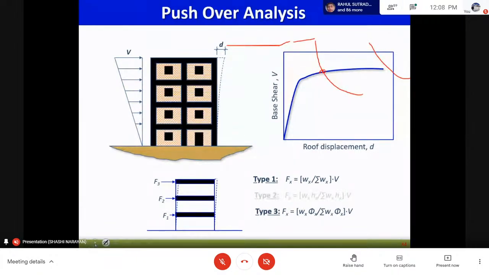So we define the hinges, and this is always done in some software. We can do it in SAP2000, or in ETABS. Some people have done pushover analysis in STAAD.Pro as well, but that is a difficult job. STAAD.Pro does not do much pushover analysis. Non-linear static analysis is not that straightforward in STAAD.Pro, whereas in SAP2000 or ETABS it is easier.